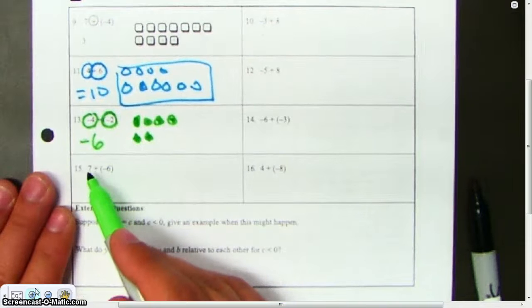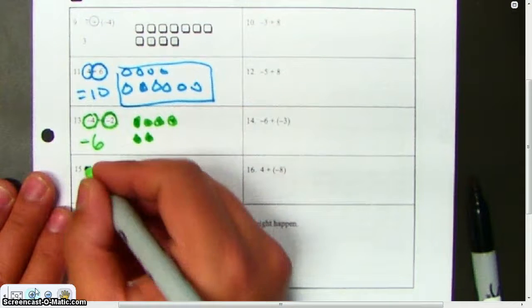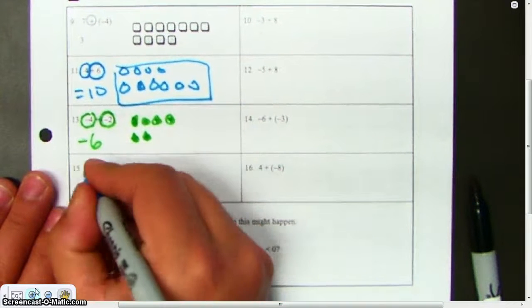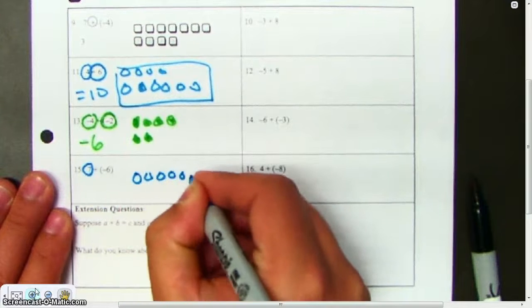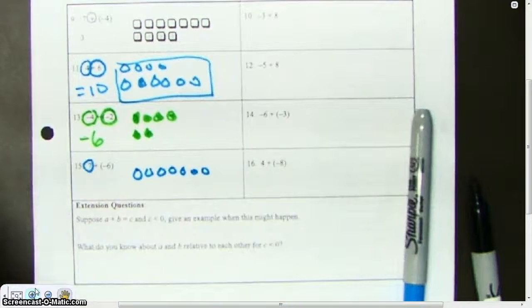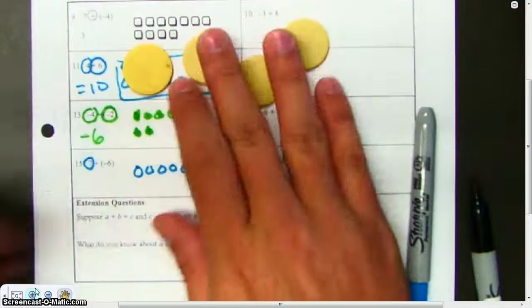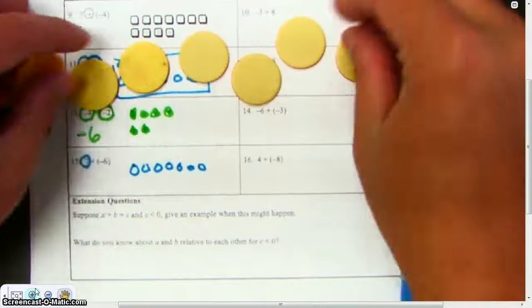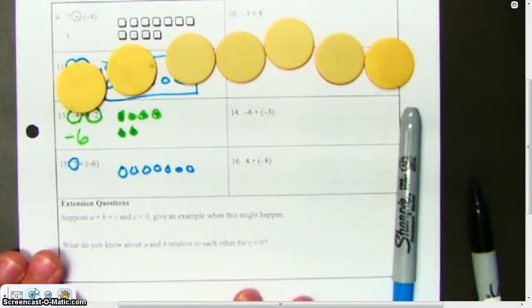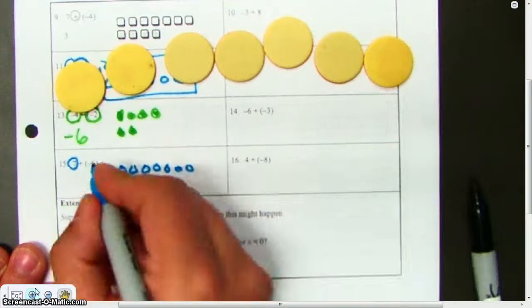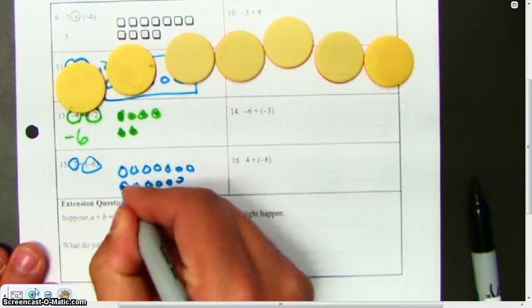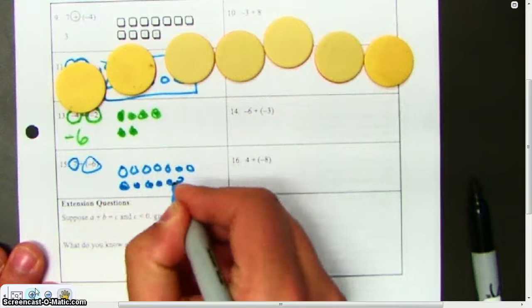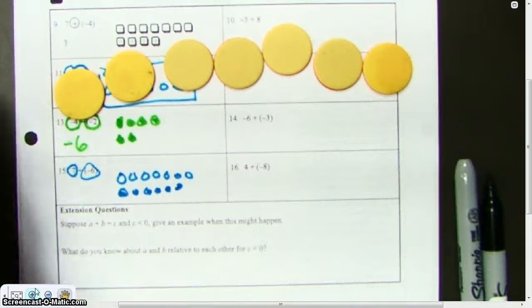Let's do another example. So this is where it gets important to pay attention. On this one, we start with 7 positives. I'm going to go ahead and count them out. 1, 2, 3, 4, 5, 6, 7. 7 positives. And we're going to add to that 6 negatives. 1, 2, 3, 4, 5, 6. And then I'll go ahead and count them out.